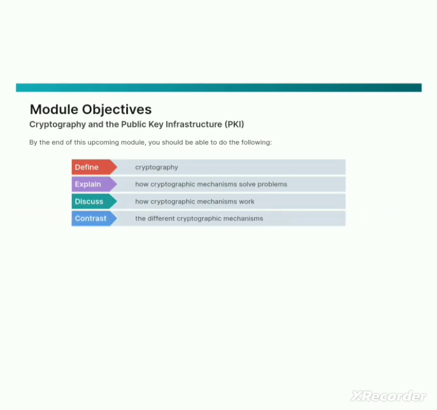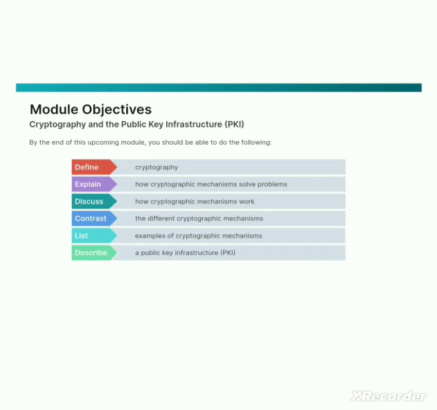Contrast the different cryptographic mechanisms, such as symmetric versus asymmetric, and stream versus block ciphers. List examples of cryptographic mechanisms, such as the different types of algorithms and ciphers. Describe a public key infrastructure, PKI, including its purpose, and list the main PKI components and describe what each component does. This module will give you a good foundation in cryptography and PKI.